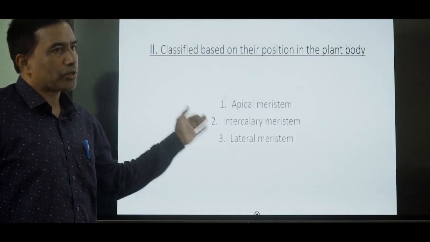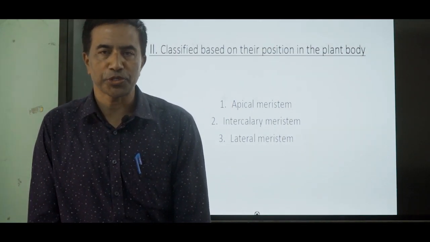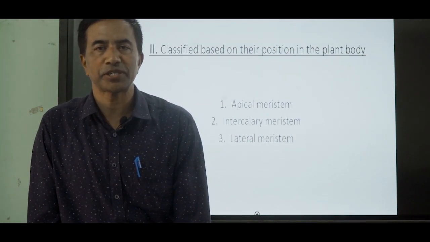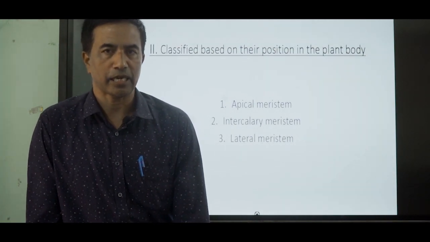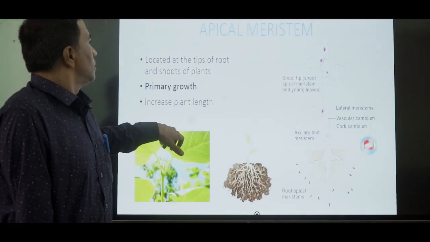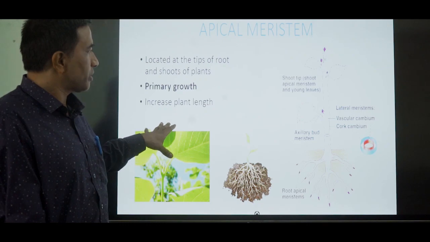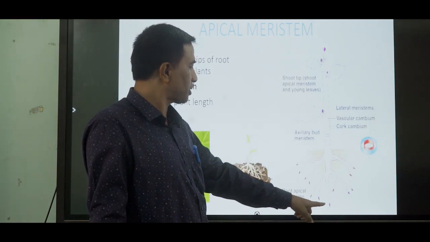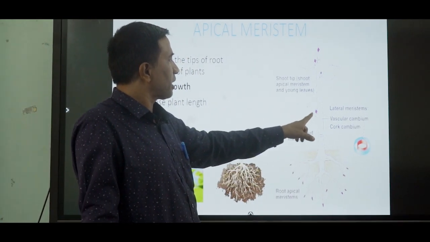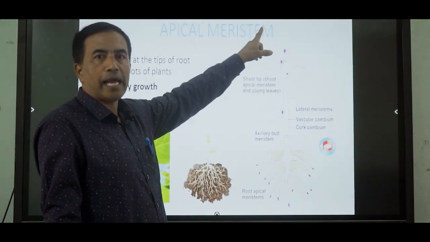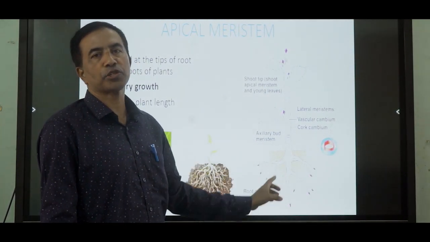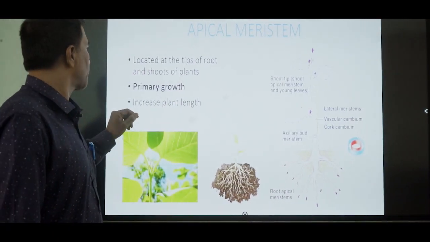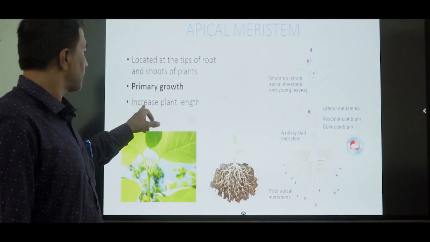Next, we can also classify meristemic tissue on the basis of position into three types: apical meristem, intercalary meristem and lateral meristem. Apical meristem is present at the apex of shoot and root. This is the shoot apical meristem, and this one is the root apical meristem. Shoot apical meristem is responsible for growth of the shoot, and root apical meristem for growth of the root. They are mainly responsible for primary growth, that means growth in length.